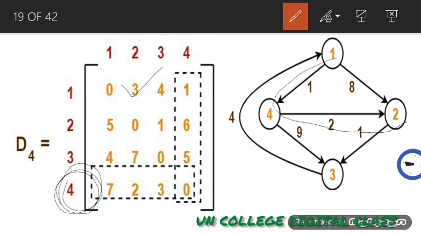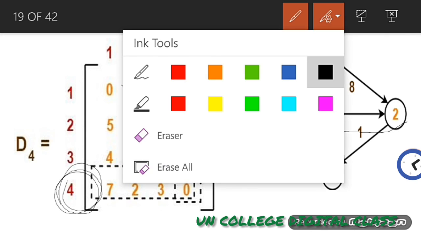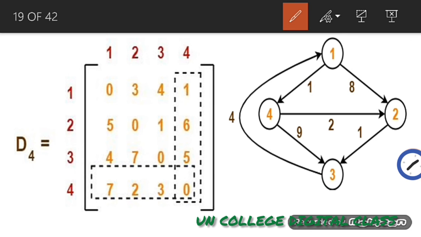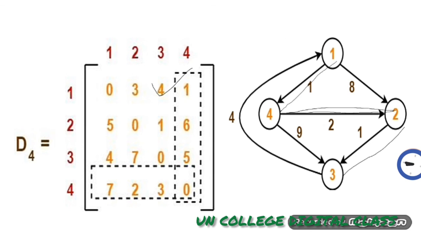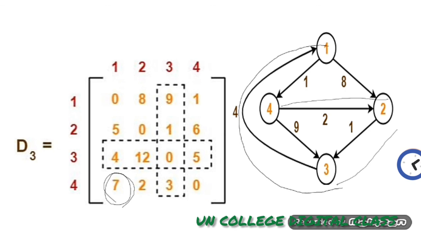Then 1 to 3 is 4. How is 1 to 3 equal to 4? We will move 1 to 4, then 4 to 2, then 2 to 3. 1 plus 2 plus 1, that is 4. 1 to 4 is 1, and this is the minimum one also. Then we will move towards the next row.